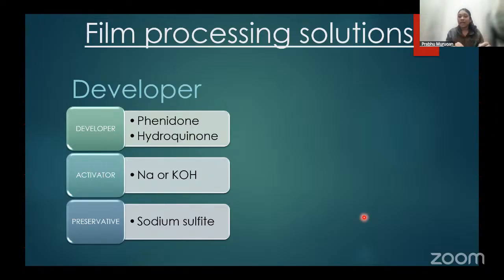So that is why you have an alkali activator, that is your sodium or your potassium hydroxide. Then it comes with a preservative, that is your sodium sulfite. Okay, I'll tell you one more thing. This is practical information.